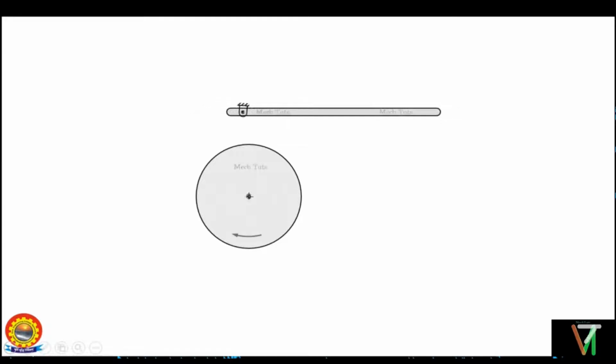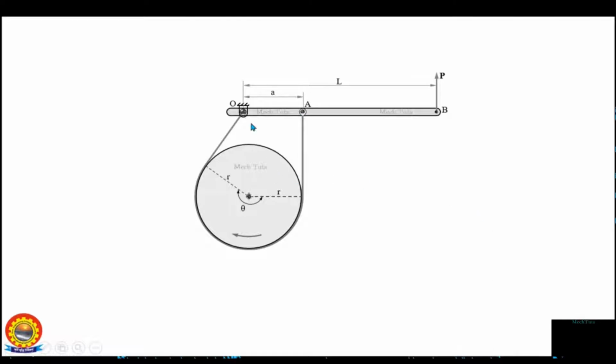So this is the drum, which is rotating in a clockwise direction. This is the lever which is hinged at this place. One end of the belt is attached to this hinged position and the other end of the belt is fixed here on the lever. The distance between the fulcrum point and the other end of the belt is a, and the distance between the fulcrum point and the point at which the force is applied on the lever is L. That is nothing but the length of the lever.